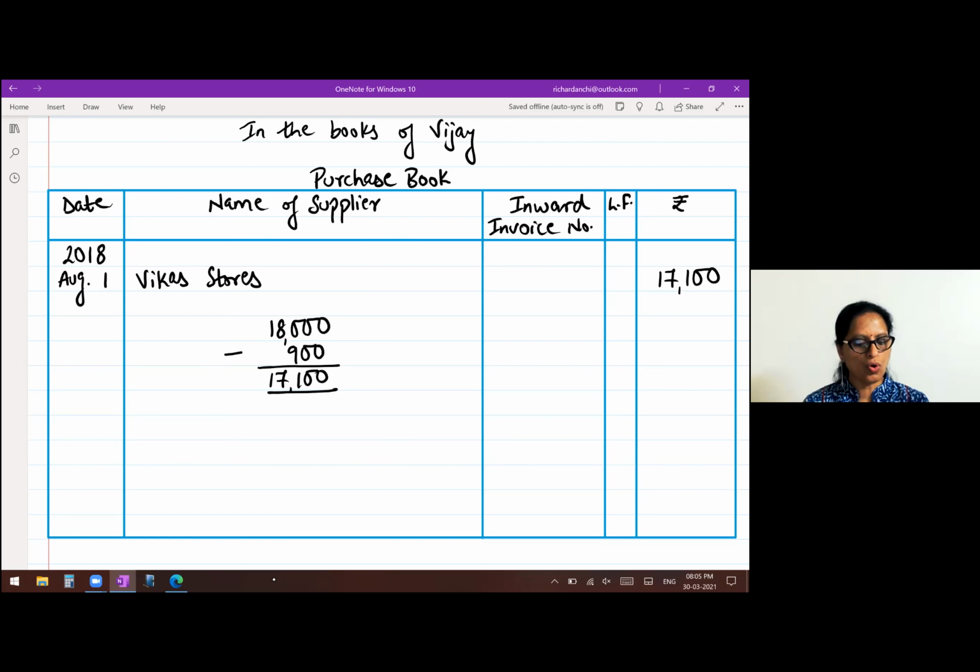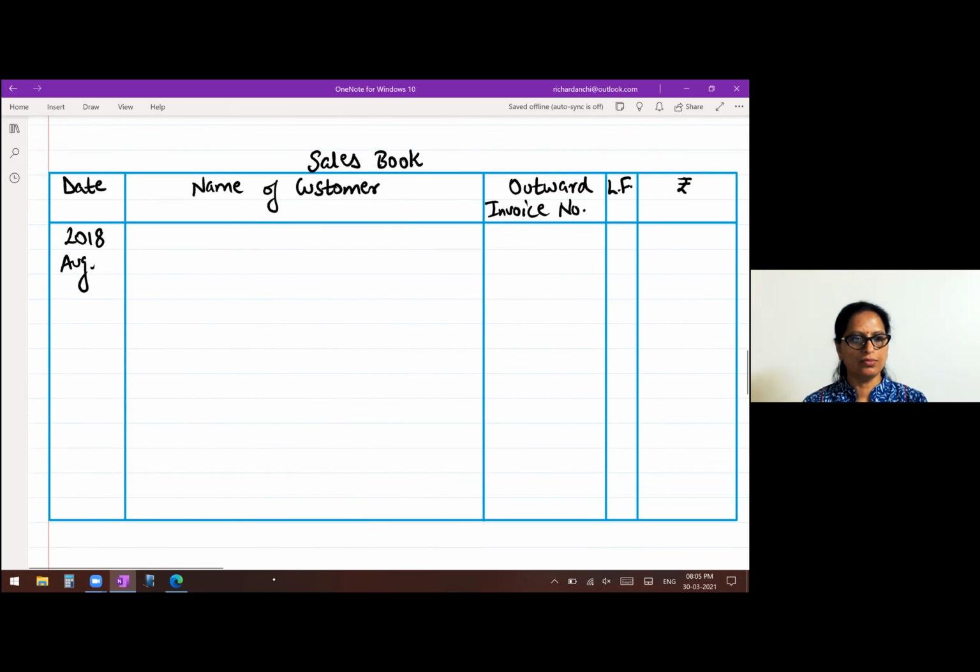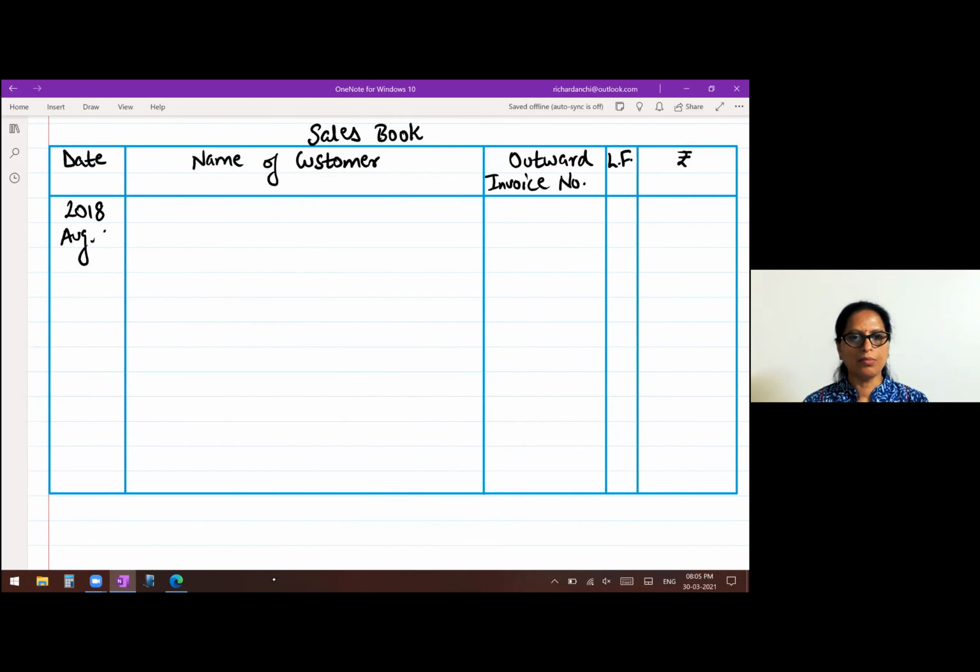Second, sold goods of rupees 9,000 to Prabhakar traders. Sold, so take the sales book, write in the date column second, name of the customer Prabhakar traders. Now here there is no trade discount, so straight away in the amount column 9,000.